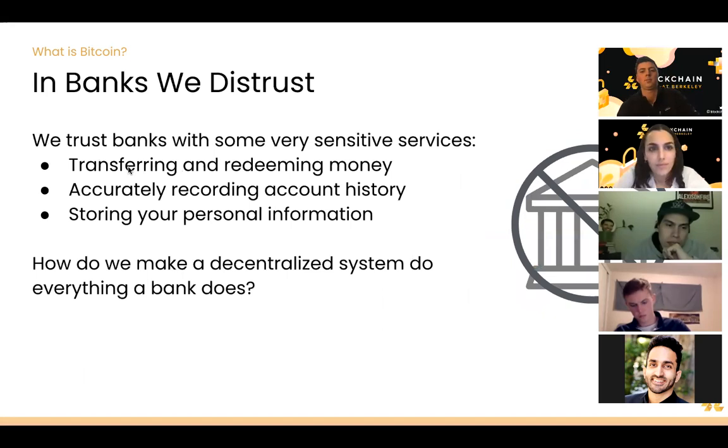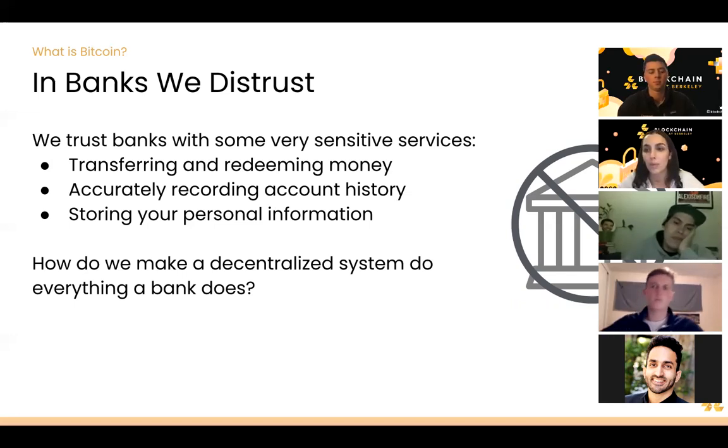And there's also a lot of bank hating in this talk, like with Bitcoin. The whole reason Bitcoin came to be in 2008 wasn't a coincidence. In 2008, a lot of people realized that we can't trust banks as much as we thought we could. We trust banks with transferring and redeeming money, accurately recording account history, and storing our personal information. In 2008, we realized that we actually can't trust banks all the time with redeeming money. Sometimes they literally run out and they can't give it to us. So they're not as infallible, I think, as some people may have thought before then.